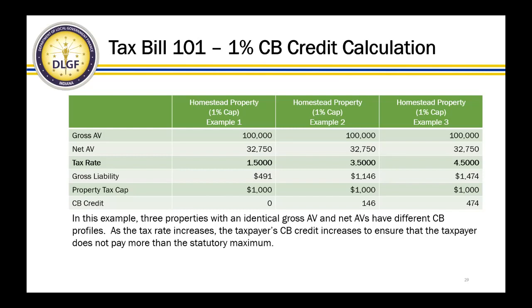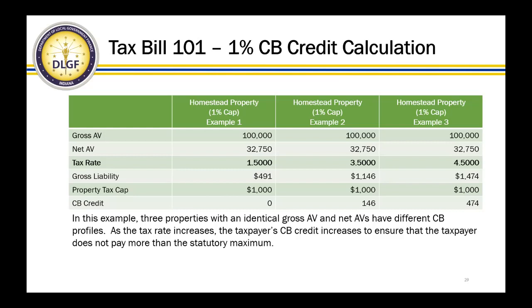So as we covered, we take the net assessed value times the tax rate in example 1, and we can see that the gross liability is $491. The property tax cap, or 1% of the gross AV in the example, is $1,000. And since the gross liability is less than the property tax cap, there is no circuit breaker credit applied to this first bill. The person will come in and pay $491.